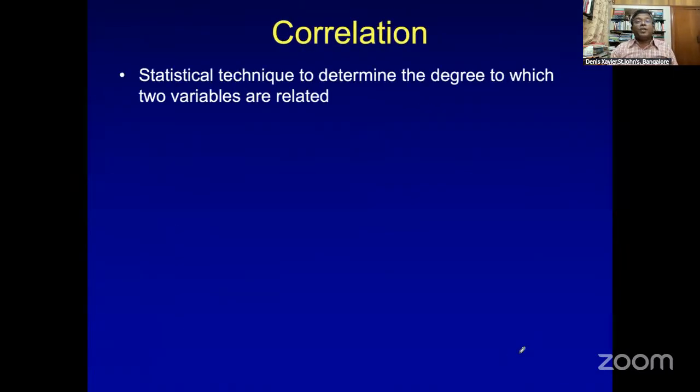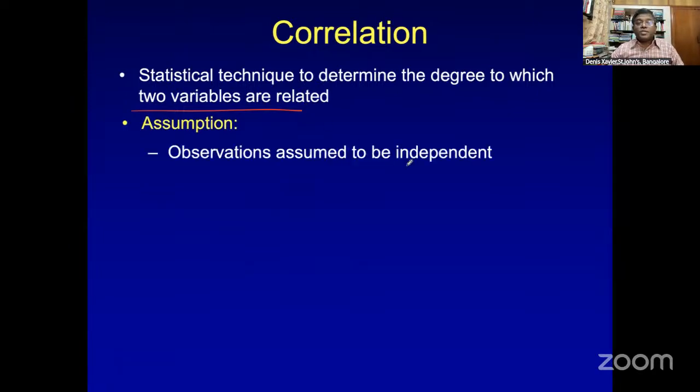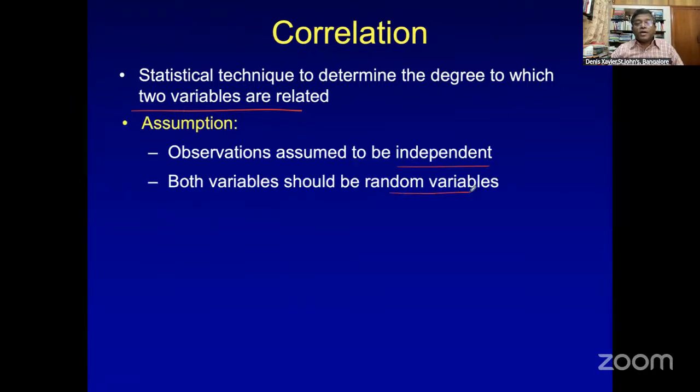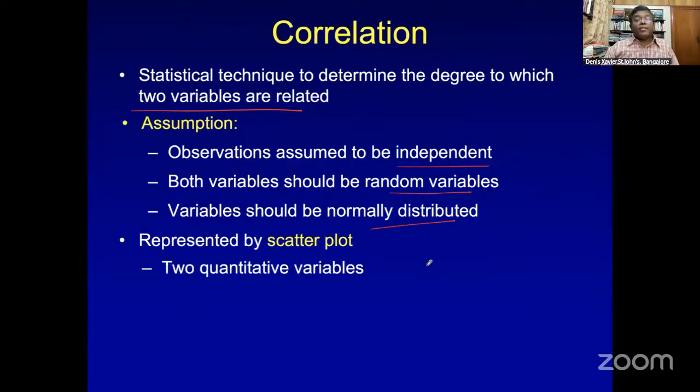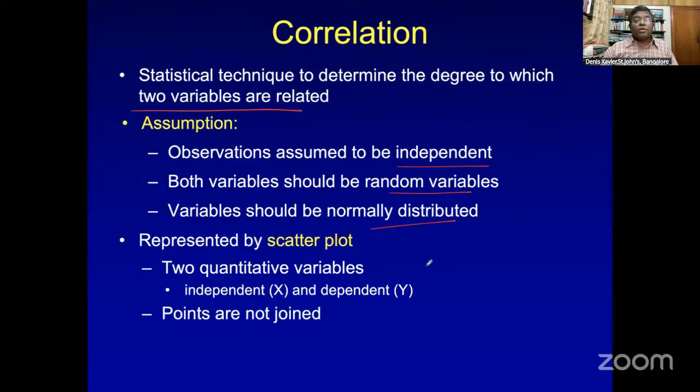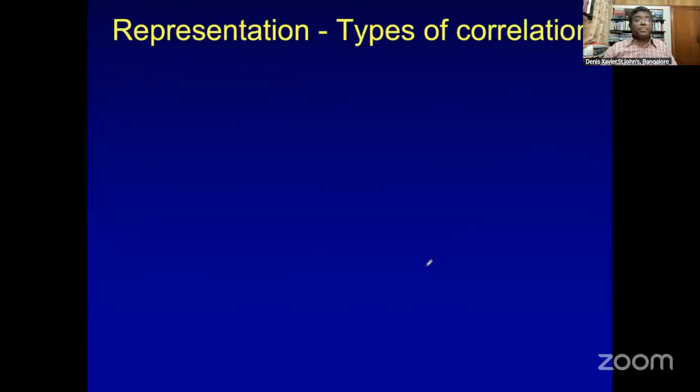Okay, so correlation. It is a statistical technique to determine the degree to which two variables, how much are these two variables related? I am going to now quantify the relationship. Assumptions: these are independent. Both variables are random. Variables are normally distributed. Now that happened to be not normally distributed, so now I have log transformed it. Okay. And then we take a scatter plot. Independent and dependent variables, I already told you. You're not going to join the points, but you're going to now find the best fit line.